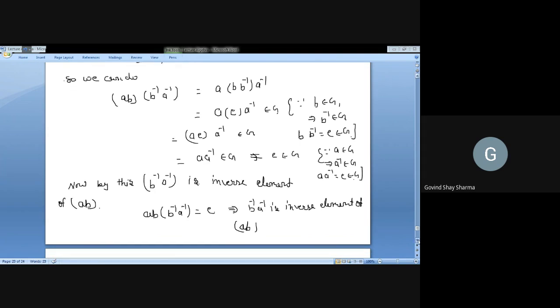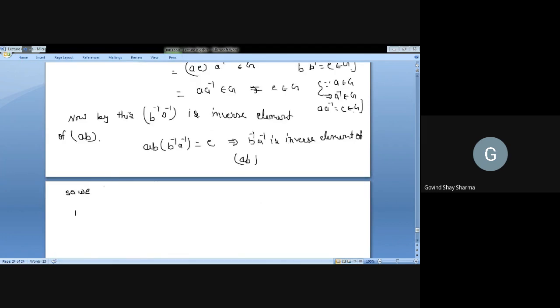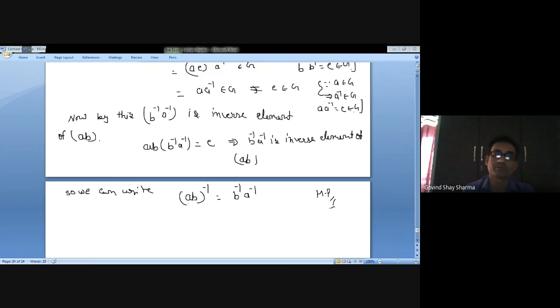So we can write AB inverse is equal to B inverse A inverse, because the product of AB and B inverse A inverse provides the identity element, and B inverse A inverse is the inverse element of AB, and AB inverse is the inverse element of AB. So AB inverse is equal to B inverse A inverse.